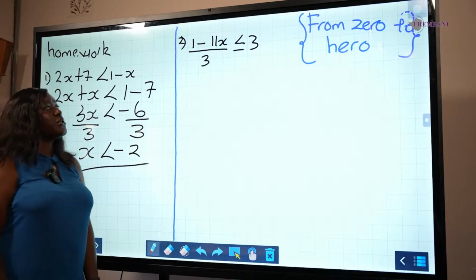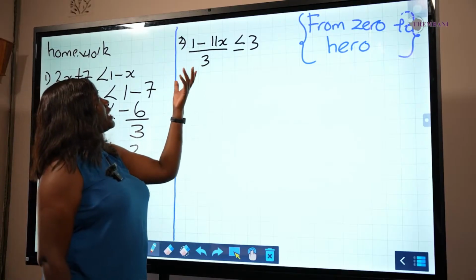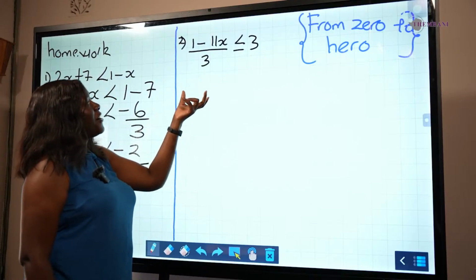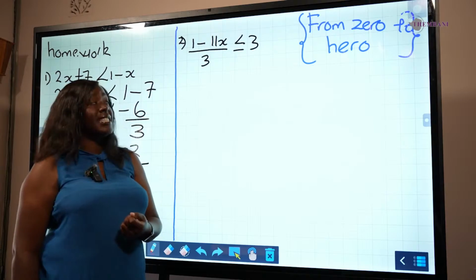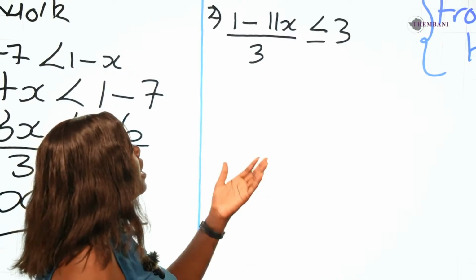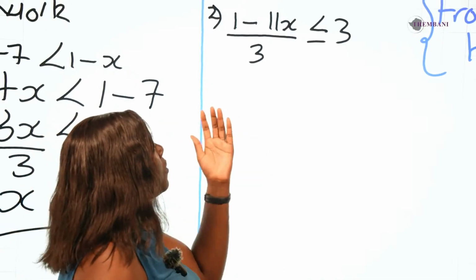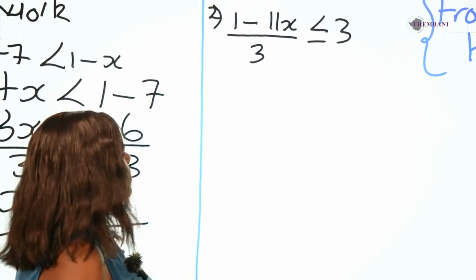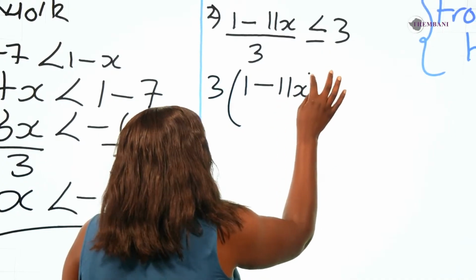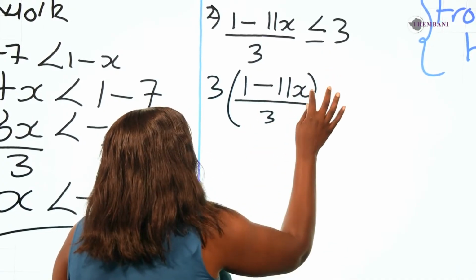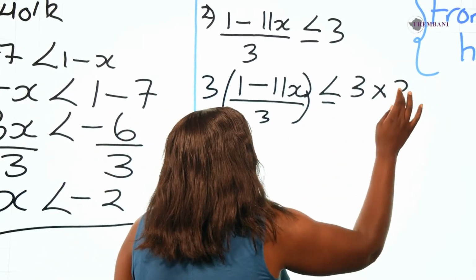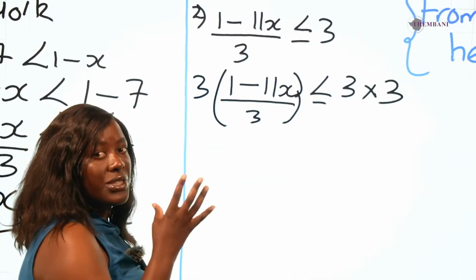Then moving on to the second question, we have 1 minus 11x all over 3 is less than or equal to 3. So we have a fraction, and as I indicated in the previous lesson, we have to remove the fractional part first. How do we remove it? We multiply both the left hand side and the right hand side with the denominator, which is our 3. So we are saying 3 is multiplying into 1 minus 11x all over 3. And then we put our inequality sign, and then we say 3 multiplied by 3. What we do to the left side is the same thing that we do to the right side.